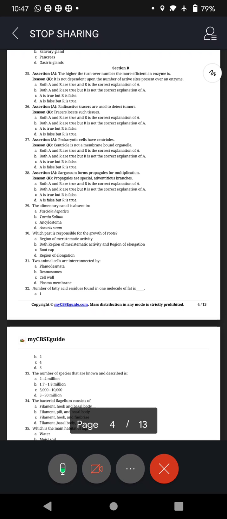Assertion: Sargassum forms propagules for multiplication. Recollect vegetative propagation. Reason: propagules are special adventitious branches.